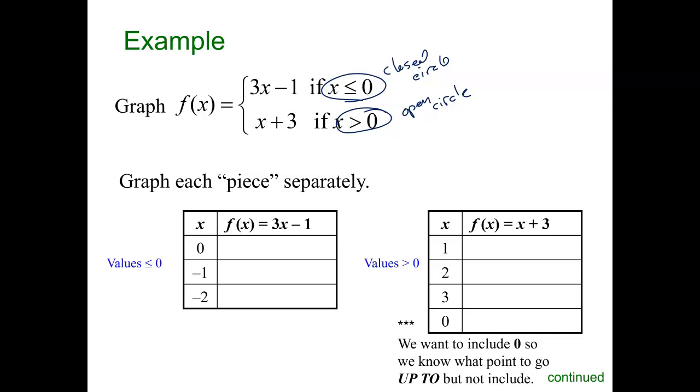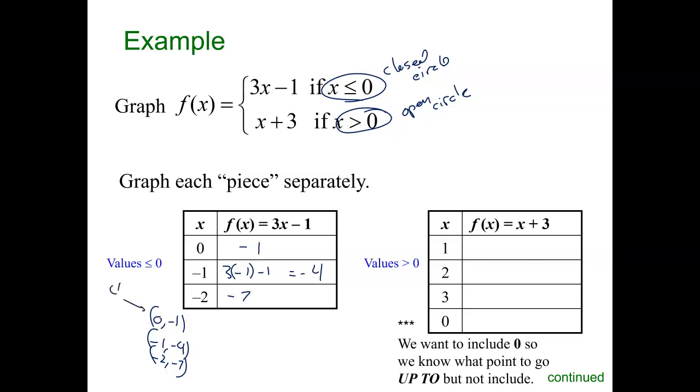So I'm picking values that are less than or equal to 0. I've got 0, I've got -1, I've got -2. I want values that will be on that line. And then I can evaluate that function. So if x is 0, what does f of 0 end up being? -1. 3 times 0 minus 1 is -1. What about f of -1? 3 times -1 minus 1. -4. And f of -2? -7. So again, I have three ordered pairs. I've got 0, -1, and -1, -4, and -2, -7. Those are three ordered pairs that I'm going to use to graph that first piece.